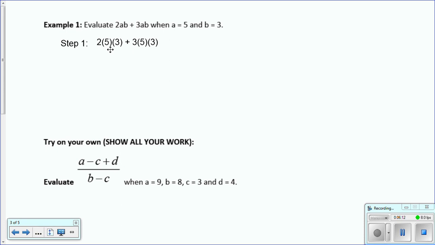So it's 2, 5 is in parentheses because it replaced the a, 3 is in parentheses because it replaced the b, plus 3, and 5 in parentheses because it replaced a, 3 because it replaced b, all that fun stuff. Now step 2, I can go ahead and simplify. So I'm just going to rewrite the expression because I'm starting a new step. Okay, and now there is no grouping symbols, not at all.